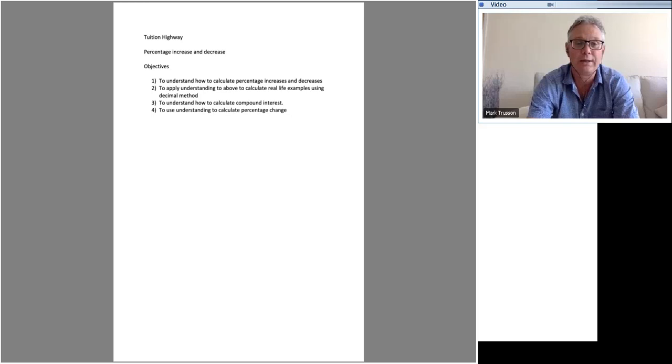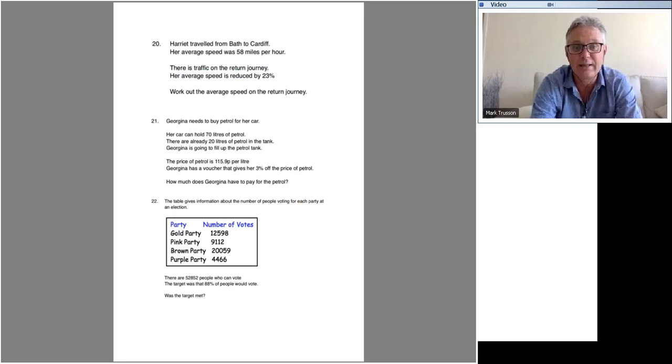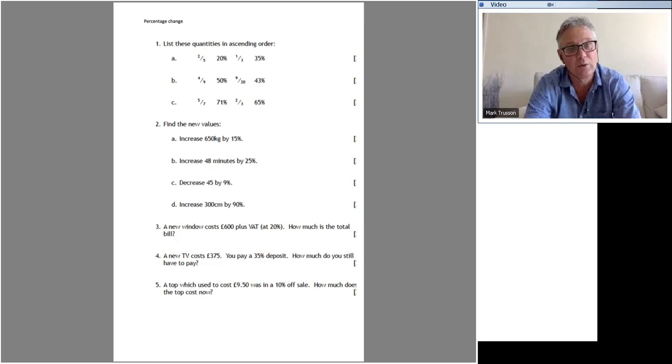The examples that we did are through these worksheets here, which you can find on the Trusson Highway resources area. Just as an example, I'll jump into the exam questions there. There's the exam question that we completed at the top. And there's, you know, two or three more for you to have a go at. And same with the other worksheets. This is the first set of questions that we went through. And you can see there's some examples there for you to have a look at. Same with the other worksheets. So that concludes today's sample lesson for percentage change.